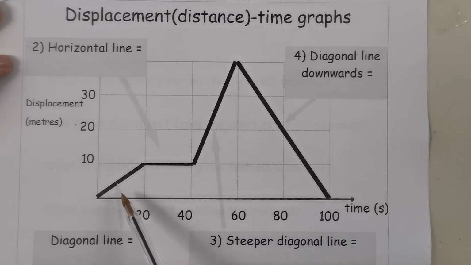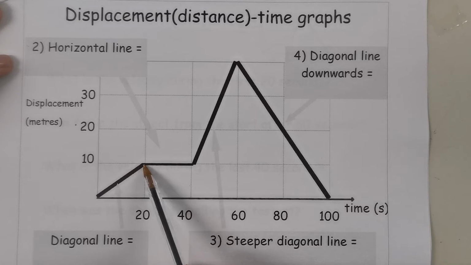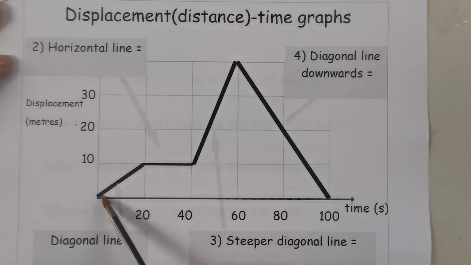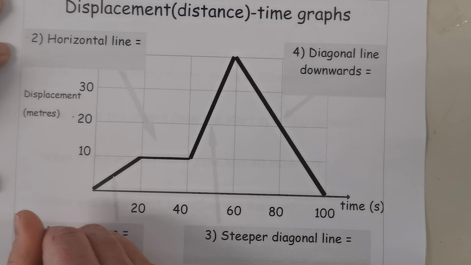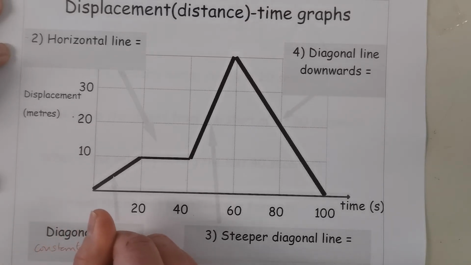So if you look at the start here, we've got an object and its distance is getting further away from us over time. So in 20 seconds, it goes from being right next to us, 0 displacement, up to being 10 meters away. And it's doing that at a steady rate. This is what I would call constant velocity.